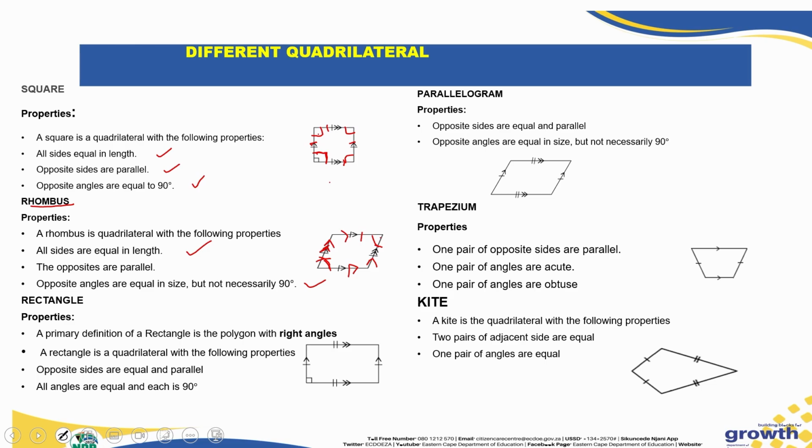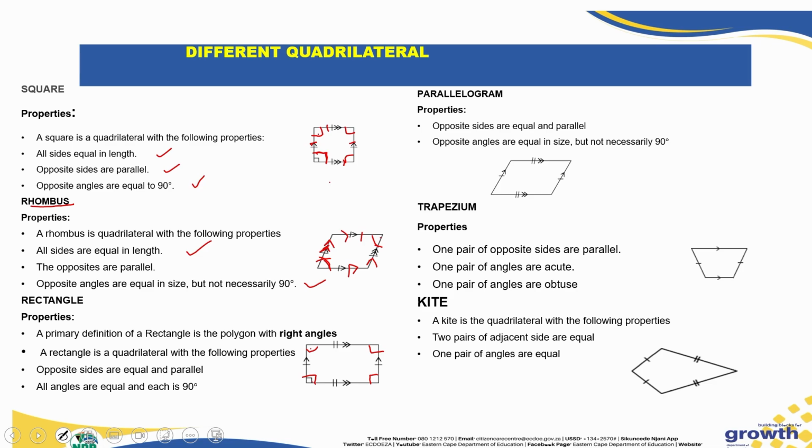We have a rectangle as one of our quadrilaterals. The primary definition of a rectangle is from the right angle. It means a rectangle is a polygon which is having an angle which is 90 degrees. It means all the sides of the rectangle are perpendicular to one another. The adjacent sides are perpendicular to the other, so they form that 90 degrees. That's why it is called a rectangle.